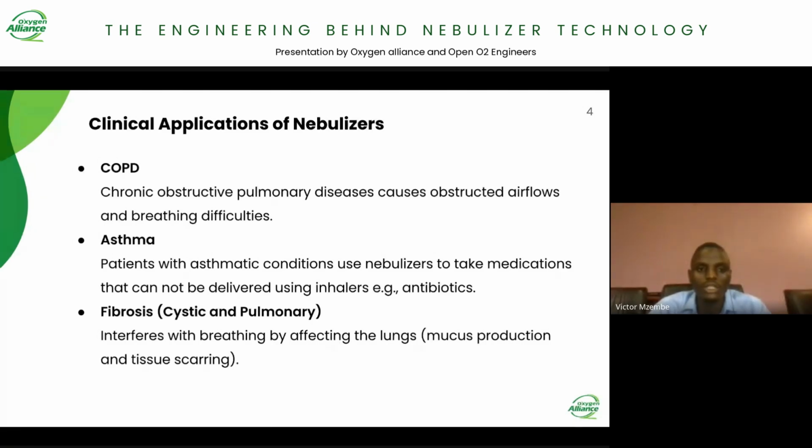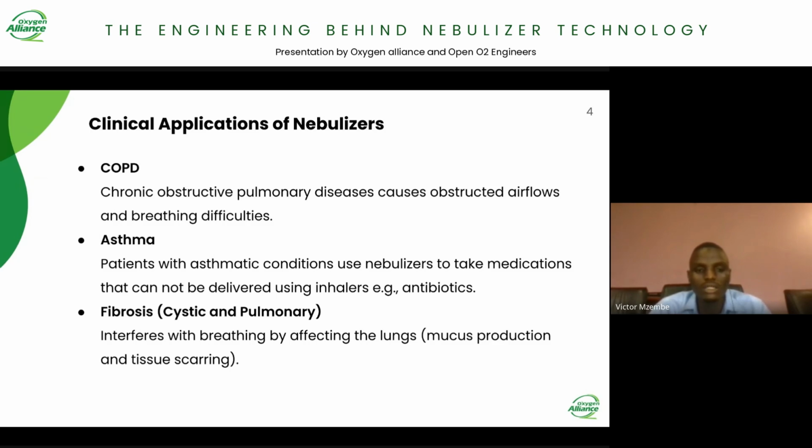The other condition is asthma. These patients can take medications that cannot be delivered using inhalers. As we know, most asthmatic patients use inhalers to take in medications, but some of these medications cannot be delivered using inhalers, for example, antibiotics. As such, they resort to nebulizers.